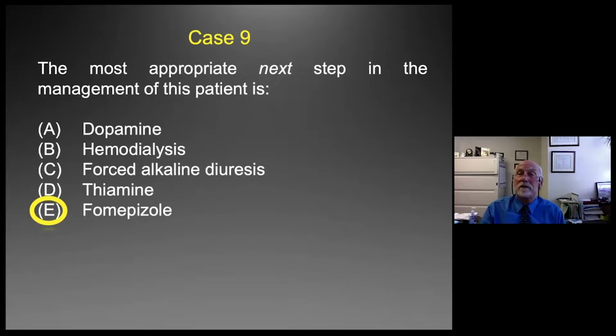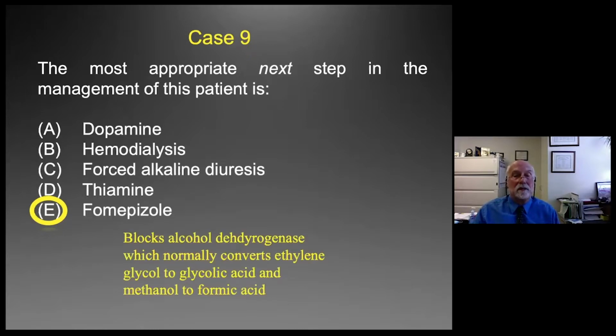And the correct answer is famotidine, because this is an example of an alcohol intoxication. And famotidine blocks alcohol dehydrogenase and can prevent the accumulation of toxic metabolites. So the toxic metabolites, if you've consumed ethylene glycol, would be glycolic acid, and if you consumed methanol, it's formic acid. Neither of which sound very good for your body.